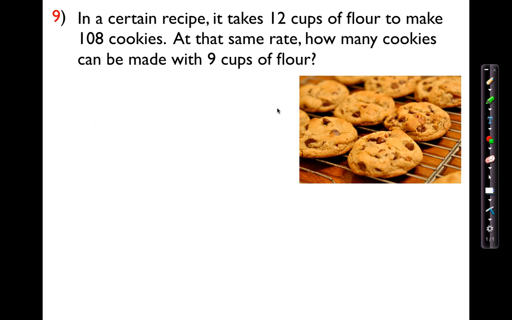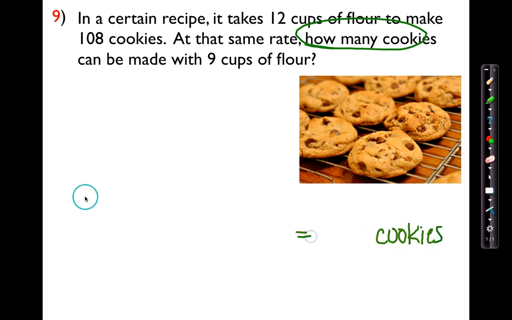But is there another way? Yes. Again, we're going to read it once more, and we're going to figure out what should the final unit be. So it says, in a certain recipe, it takes 12 cups of flour to make 108 cookies. At the same rate, how many cookies can be made with 9 cups of flour? So they're asking us how many cookies. So the answer should end in cookies.